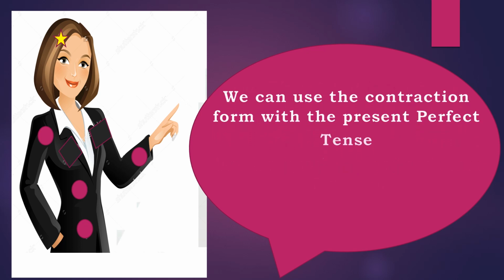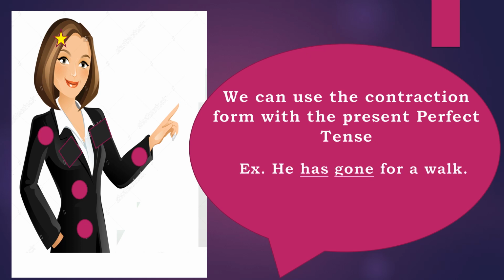We can use the contraction with the present perfect tense. If you remember, the contraction means the short form. So for example here, instead of saying he has gone for a walk, we can just say he's gone for a walk.